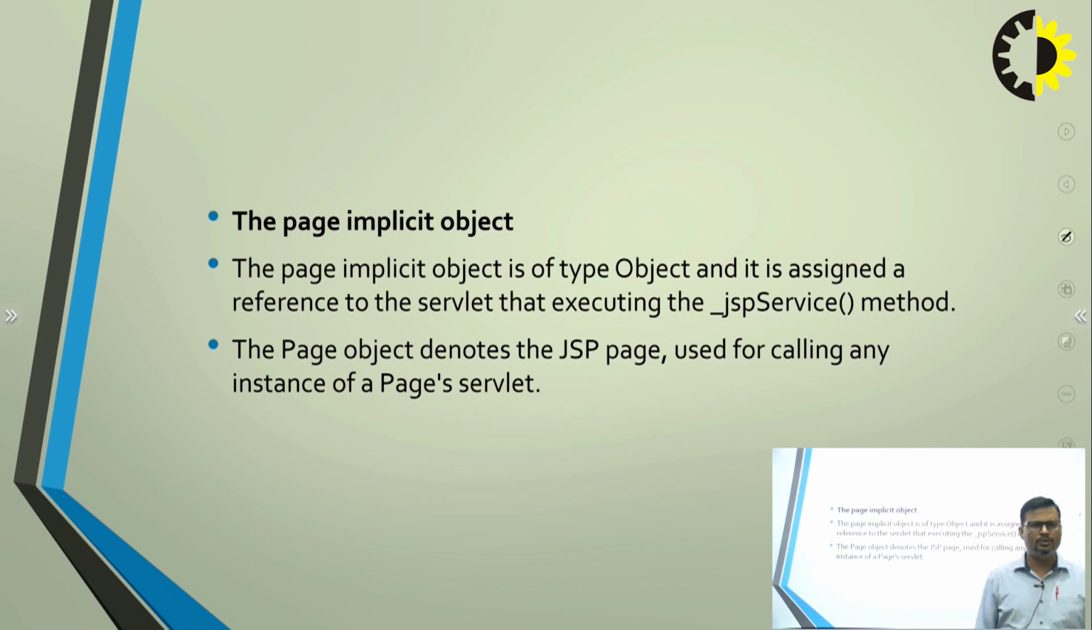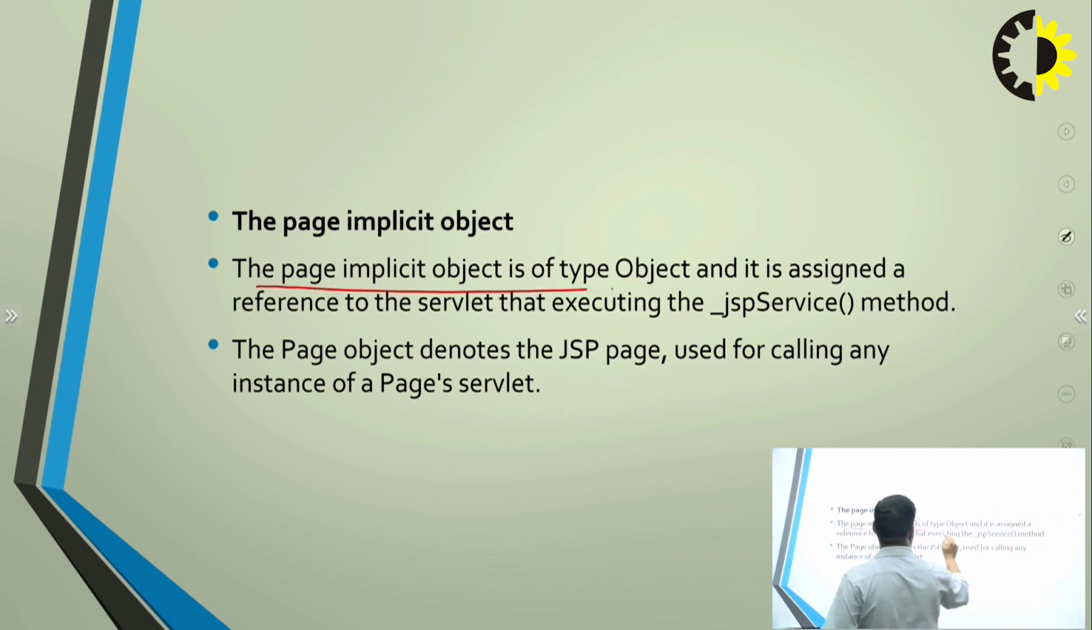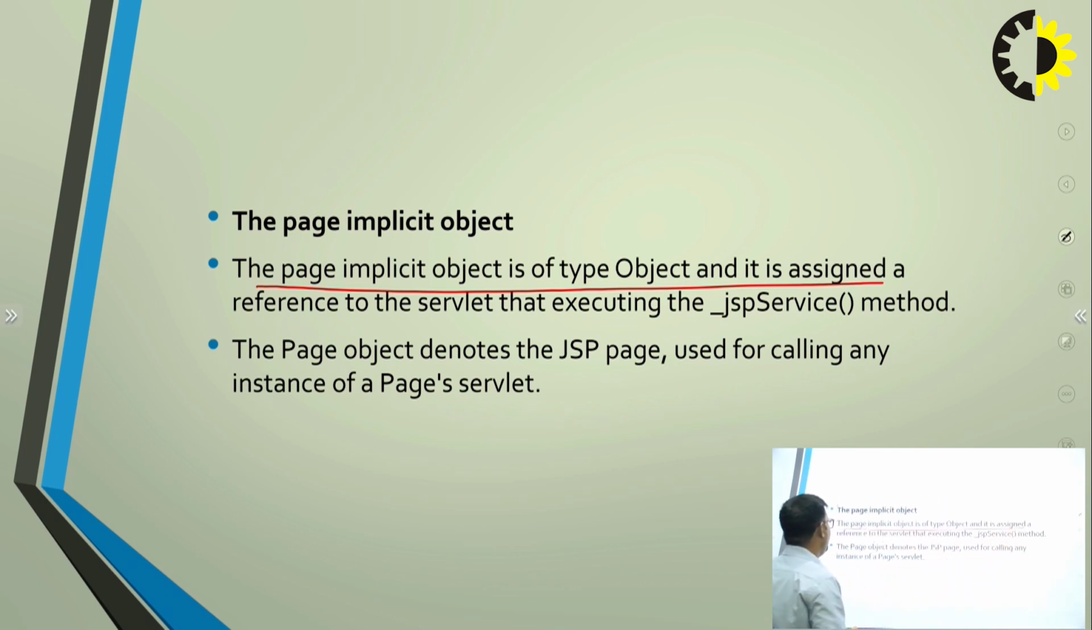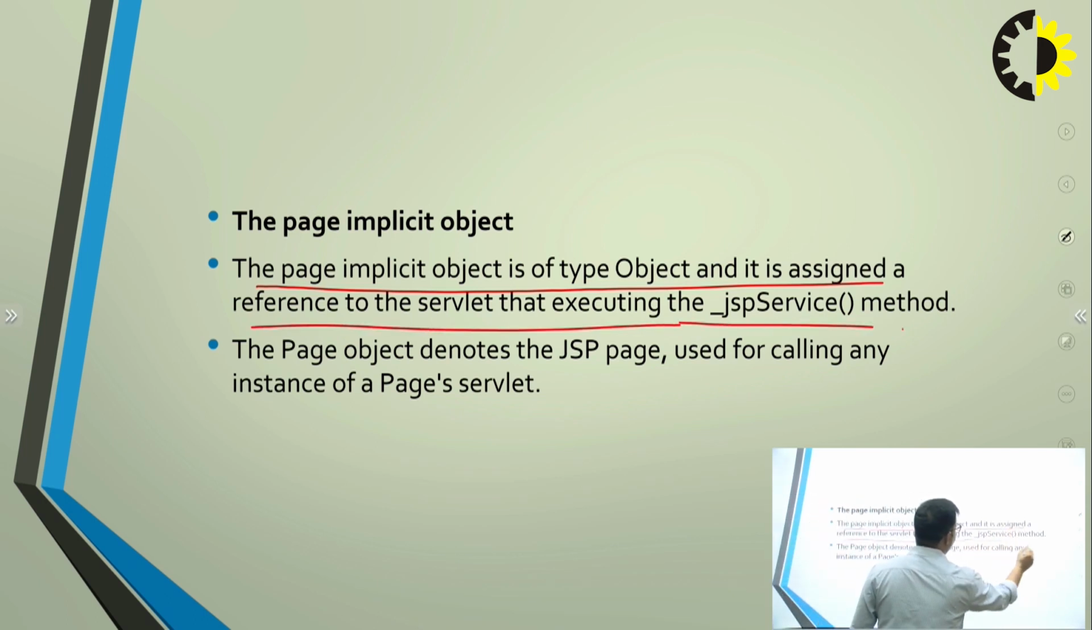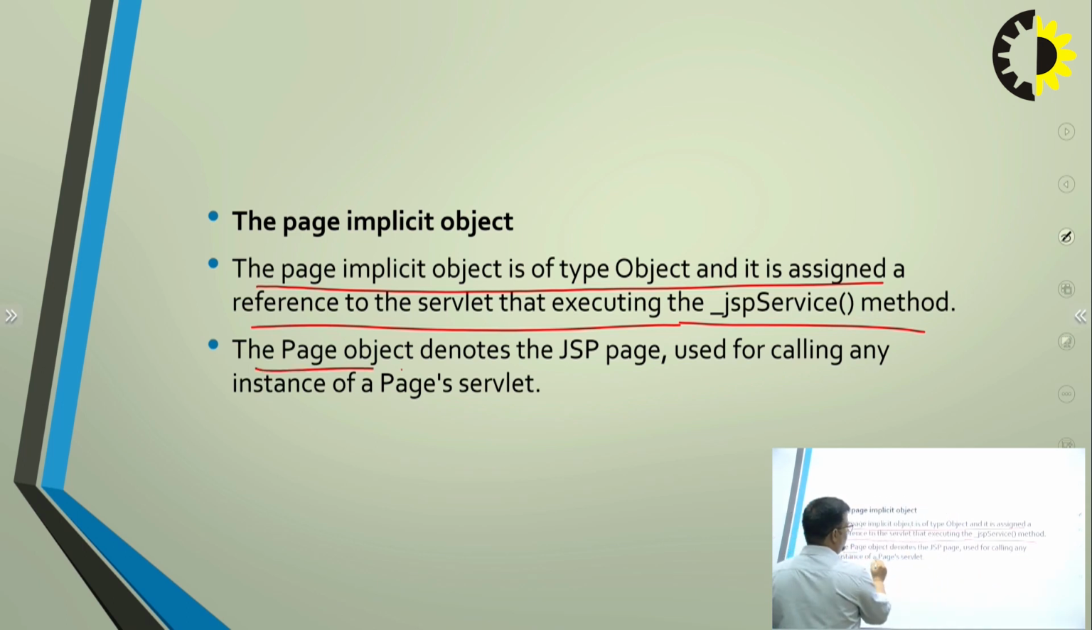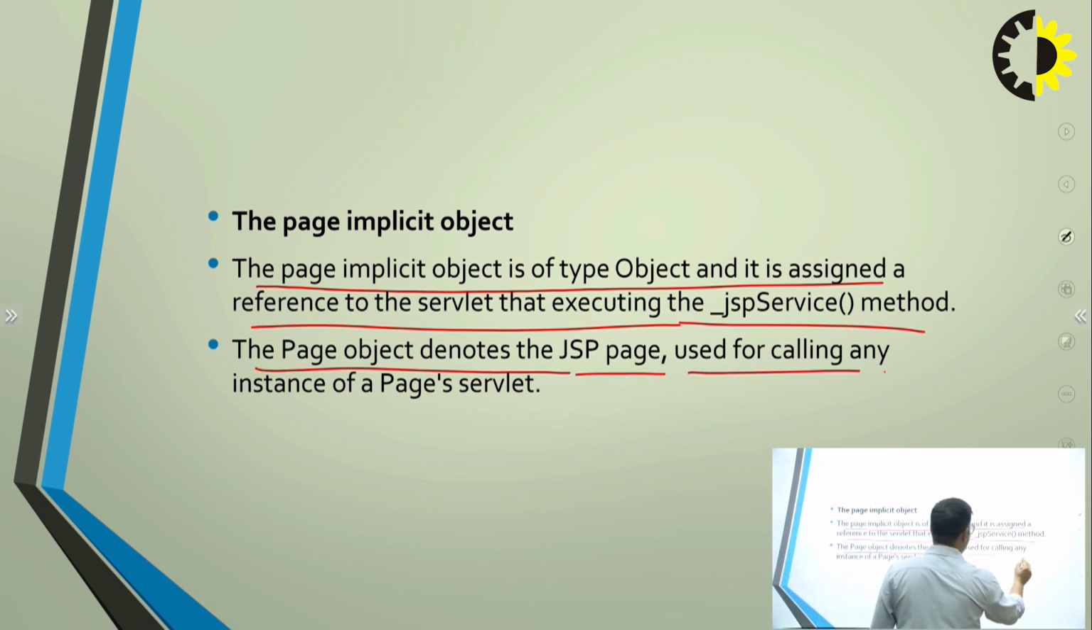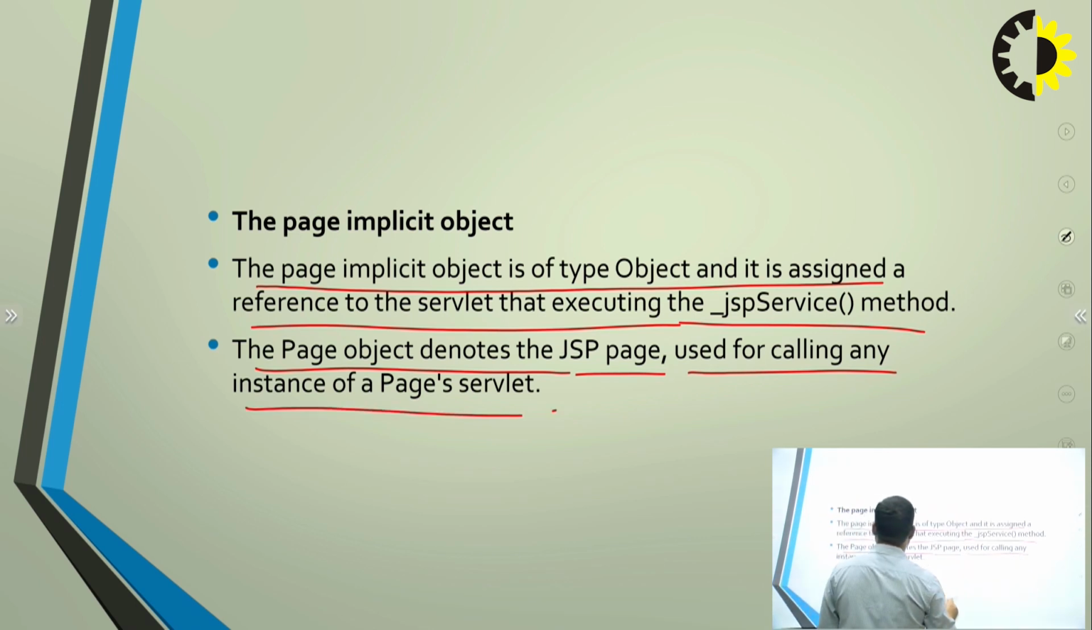Here we will also use it in an application. The page implicit object is of type object and it's assigned a reference to the servlet that is executing the JSP service method. The page object denotes the JSP page and is used for calling any instance of the page servlet.